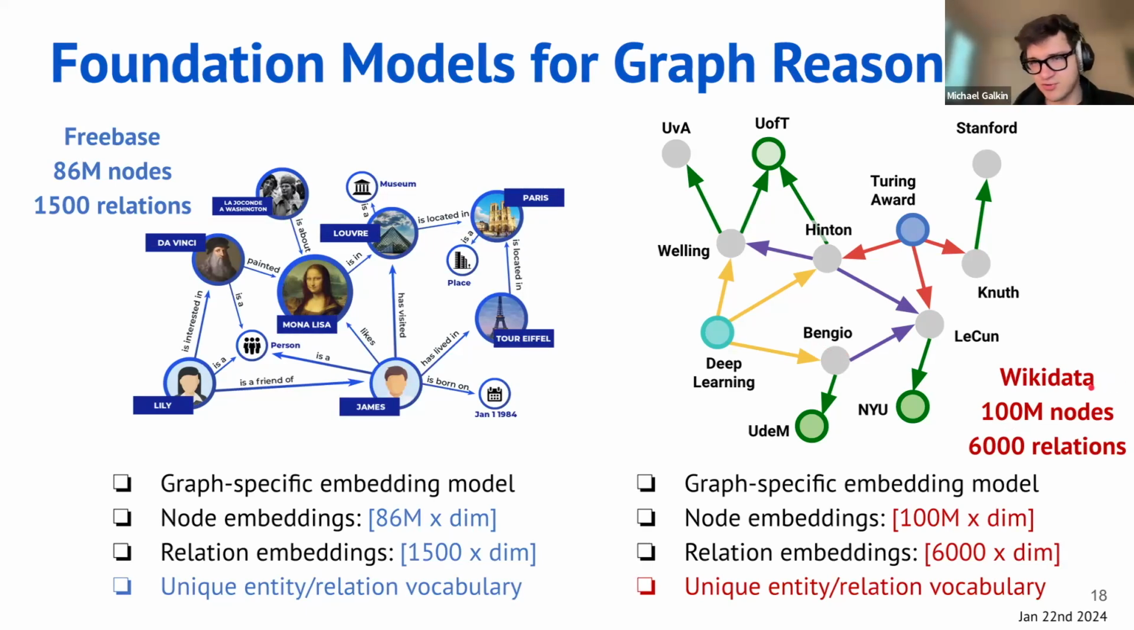The point is that if you want to embed those graphs in shallow methods, you would have to build those huge, enormous embedding tables of 100 million rows or 86 million rows. And you would waste that compute tailoring your embedding model for one particular graph. And we don't want that.